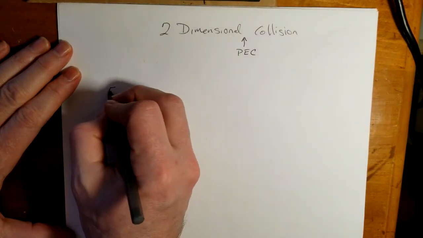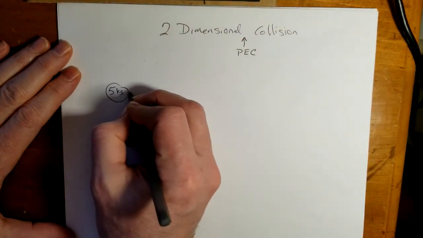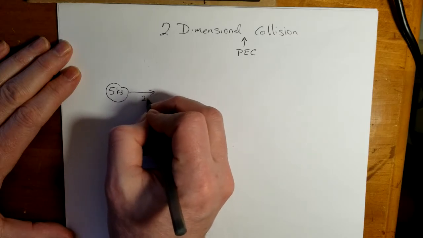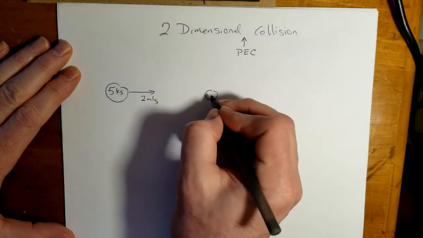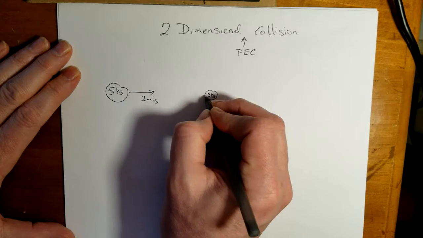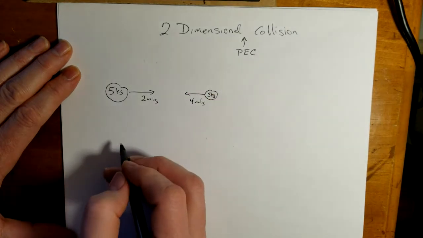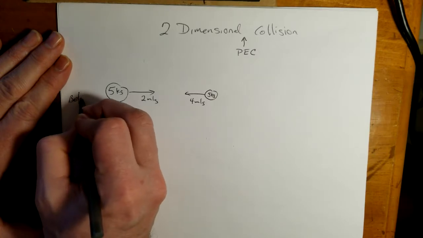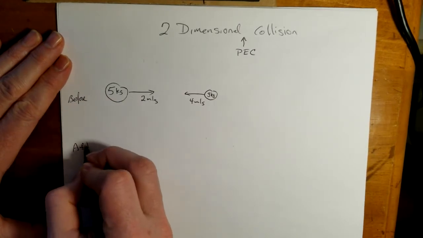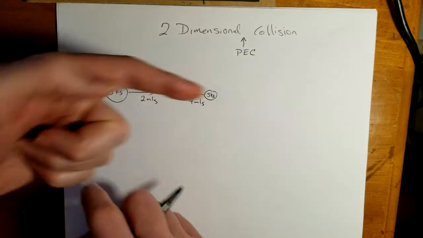If I have a 5 kilogram mass heading to the right at 2 meters per second, heading towards it is a 3 kilogram mass heading to the left at 4 meters per second. They're going to collide, so this is the before picture. Afterwards, they're going to hit each other and go careening off.